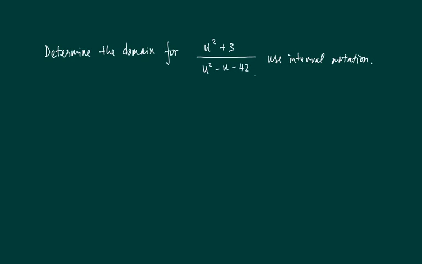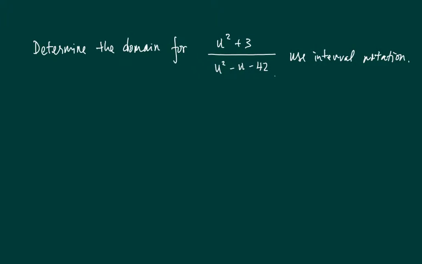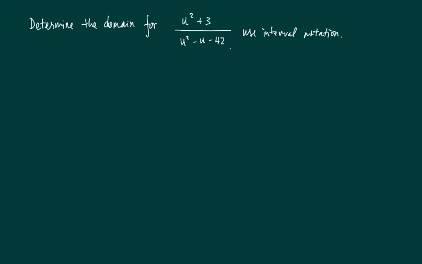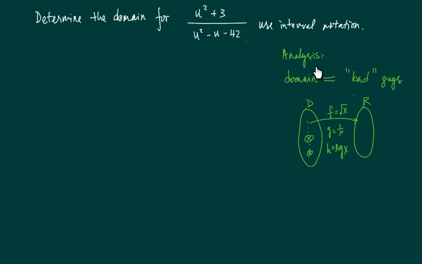Here's a good exam question that shows up pretty often. Determine the domain, and we're asked to use interval notation. Alright, so let's do a quick analysis. The analysis looks something like this. Domain is just a really fancy way to say, what are the bad guys?